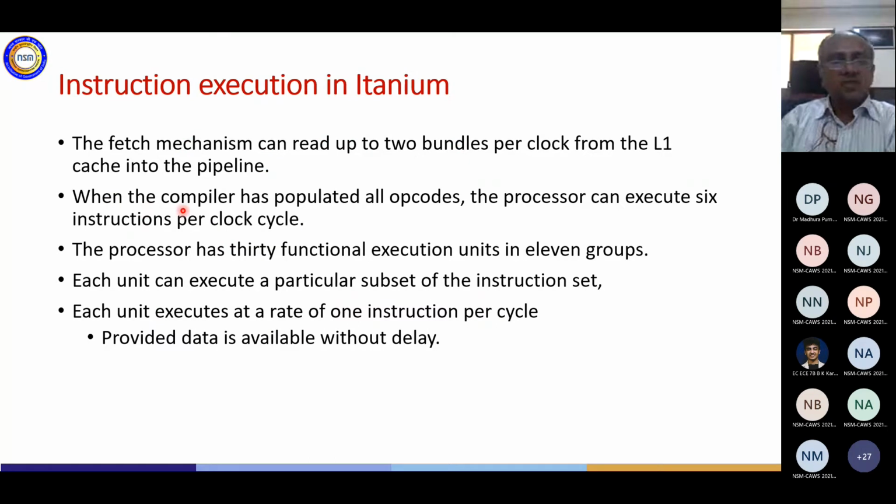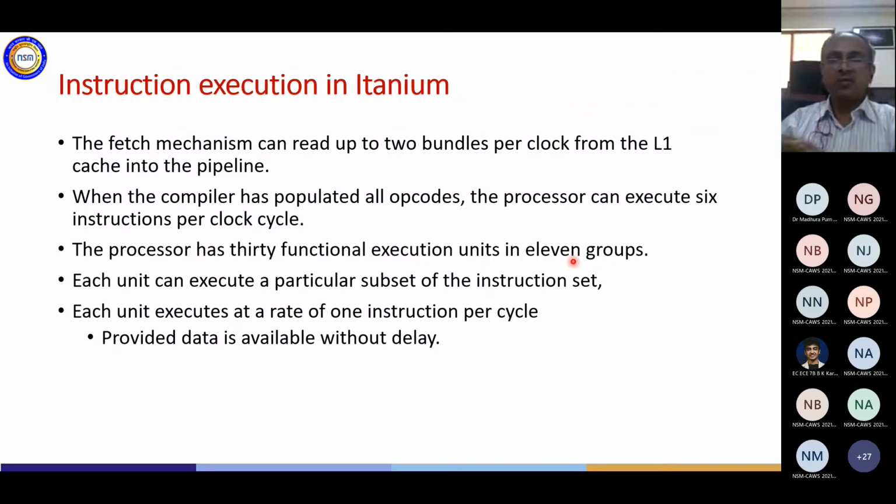In the extreme case, when the compiler is able to pack all the positions in the instruction word, it can execute 6 instructions per clock. So the degree of parallelism is 6. The maximum number of instructions that can be executed is 6. Remember, the execution units are 30, as I shall show you later, but the number of words in the instruction word is 6, maximum. So there are 30 functional units.